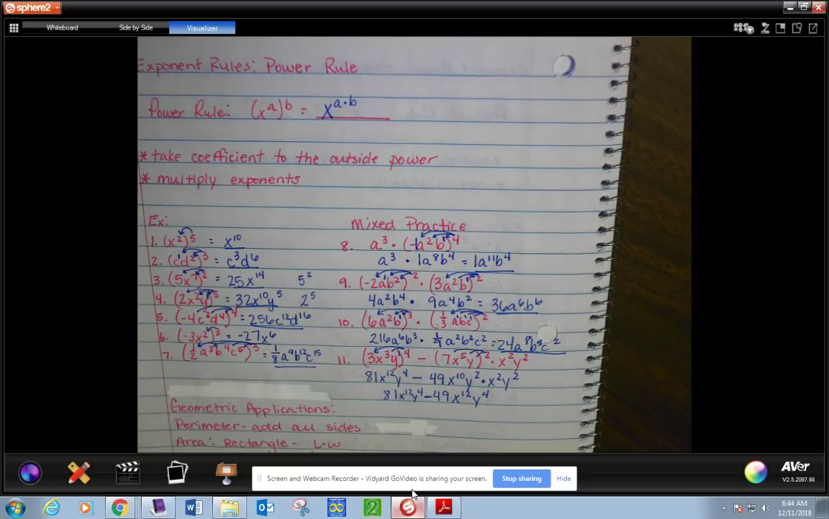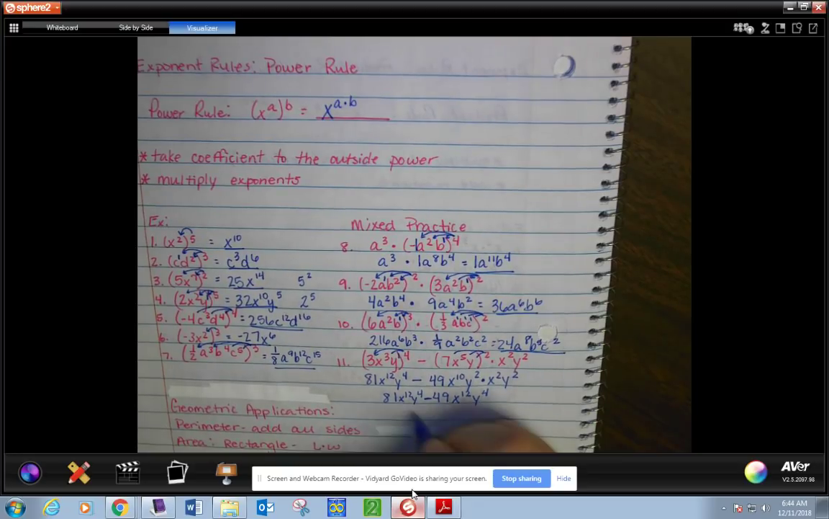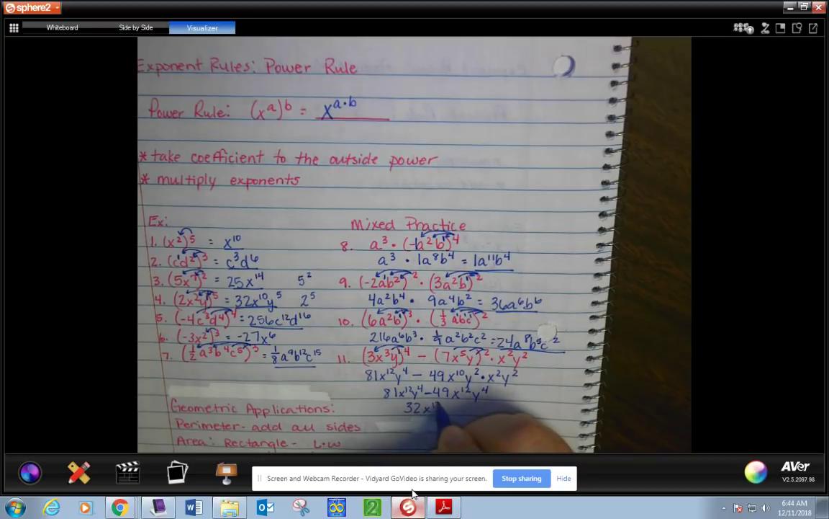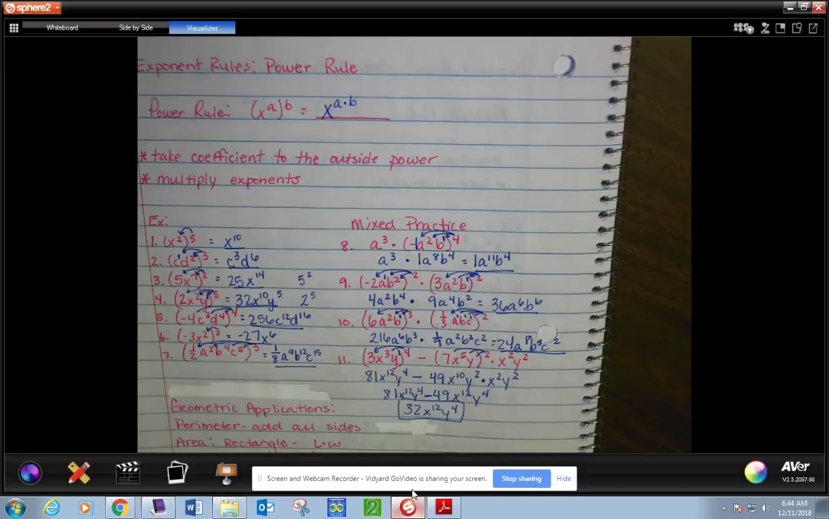Well, the only way you can actually subtract is if your letters are the exact same, which they are. So when you do 81 minus 49, you get 32. And when you're adding or subtracting, you never ever change your exponents. So that would be your final answer. Okay.